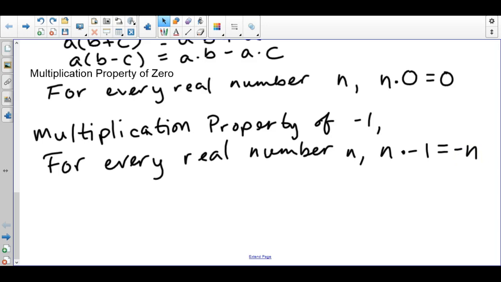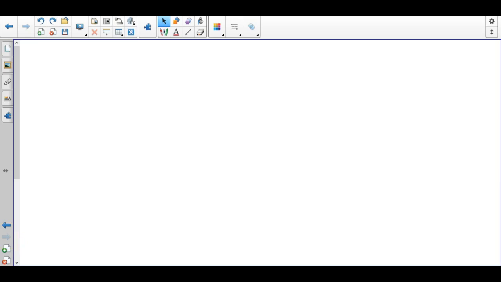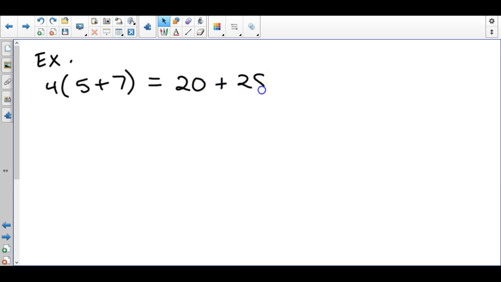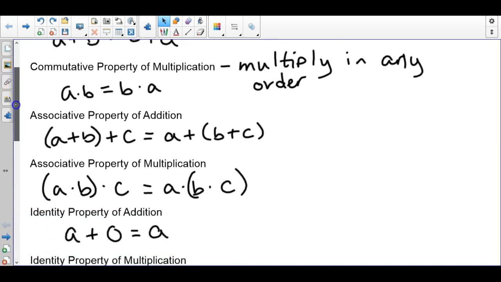So what they can have you do is name a property given a situation. Let's say we had 4 parentheses 5 plus 7 equals 20 plus 28. So we think back to our list. We have lots of ones to go through.